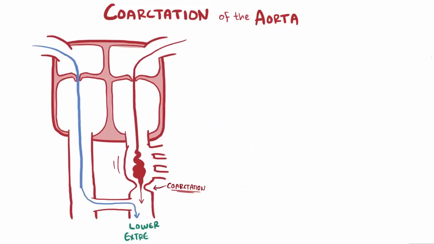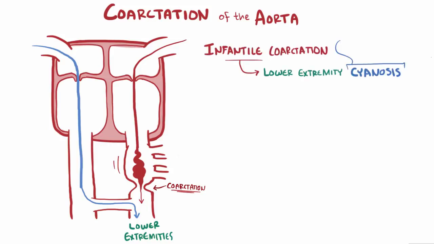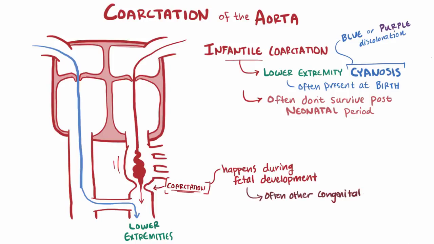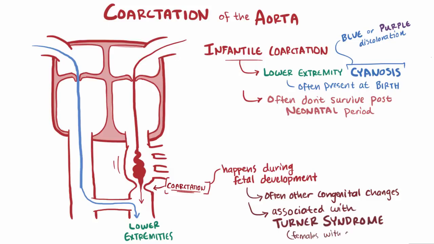Alright, since deoxygenated blood's going to the lower extremities, infants typically present with lower extremity cyanosis, meaning a blue or purplish discoloration of the lower limbs, which is often present even at birth. And this is a really important thing to catch because without intervention, infants often don't survive past the neonatal period. Infantile coarctation is something that happens during fetal development and can occur on its own, or it can be associated with other congenital changes. It's worth mentioning that it's highly associated with Turner syndrome, a genetic abnormality where females only have one X chromosome instead of two.